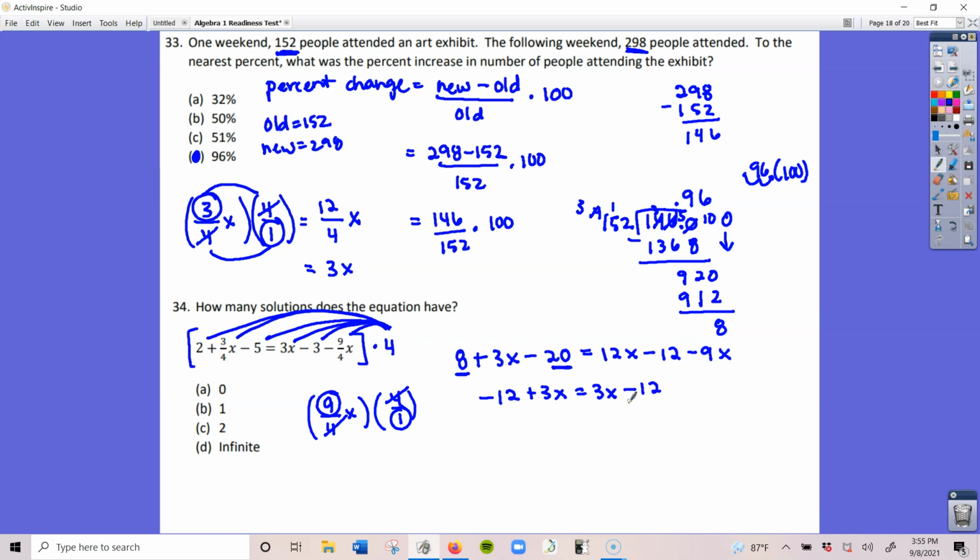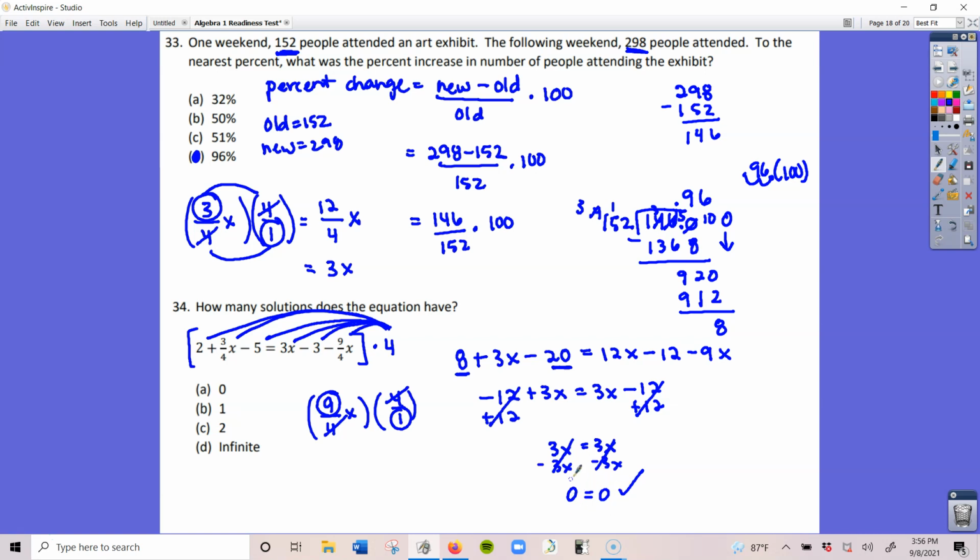If we continue to solve, I want to solve for x. So I'm going to add this 12 over to the other side so I can cancel it out. And now I'm left with 3x is equal to 3x. Not much is going on here. If I'm trying to get the x's all on one side, I would subtract this 3x over to the other side, and we end up with everything canceling. 0 equals 0, which is true.